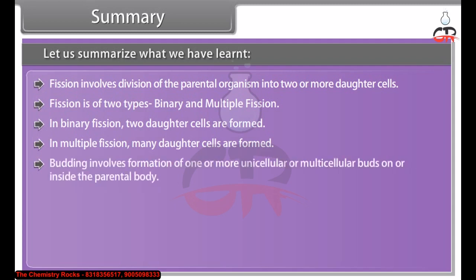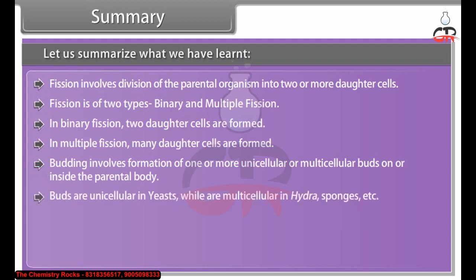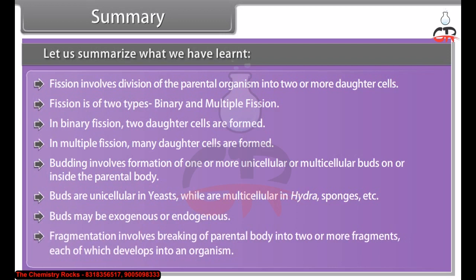Fragmentation involves breaking of the parental body into two or more fragments, each of which develops into an organism. Regeneration involves repair of damaged tissues or redevelopment of several body parts or formation of a whole body from a body fragment. The power of regeneration is more in lower organisms due to less specialization in them.